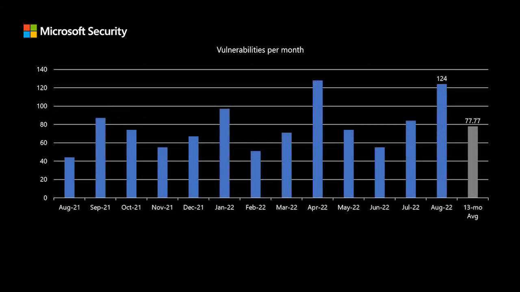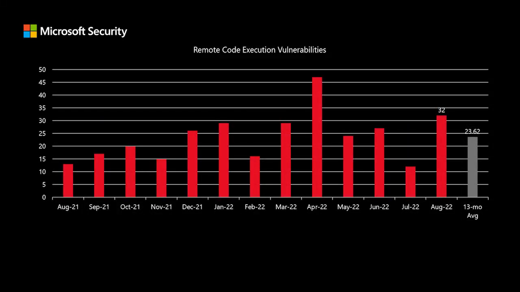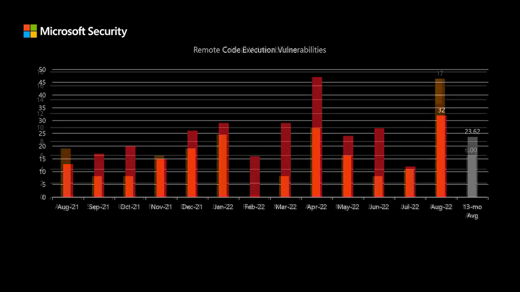Alright, so August 2022 brings us a total of 124 vulnerabilities, and that's quite a bit larger than what we've been averaging over the past 13 months of just around 78 vulnerabilities. And so some of these number counts are going to be higher just because the total number of vulnerabilities is higher. For example, with remote code execution vulnerabilities, these are the ones that typically provide the most risk. They allow a threat actor to install applications and all kinds of other bad things. We've been averaging just around 24 of these a month. This month, we have 32 remote code execution vulnerabilities that are being addressed.